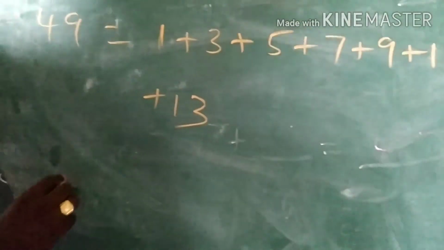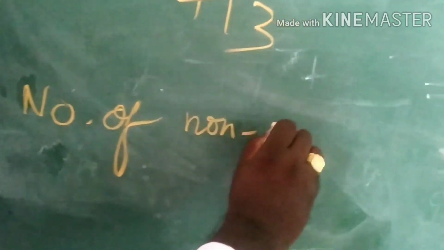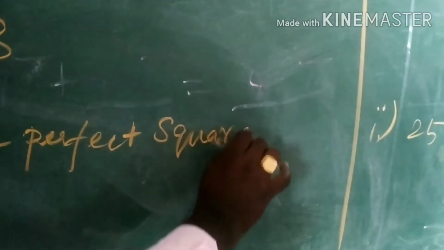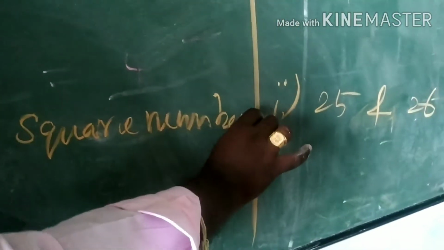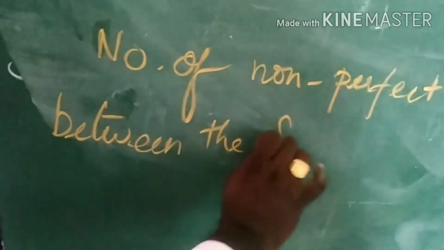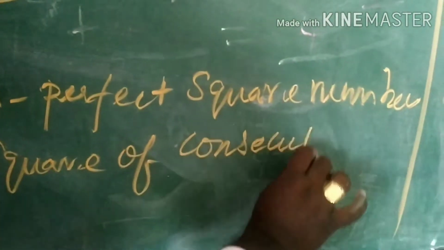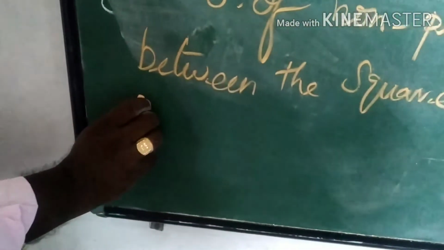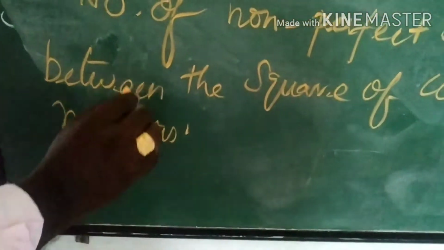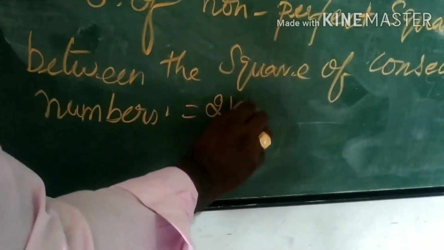Before that we are going to see something: the number of non-perfect square numbers between the squares of consecutive numbers. For example, it should be given by 2n.